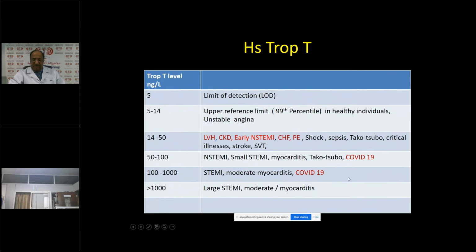COVID-19 also you can have. Myocarditis, various types of myocarditis you can have. Cardiomyopathies. So there are a lot of conditions where troponin can be elevated. So the overall evaluation is most important.